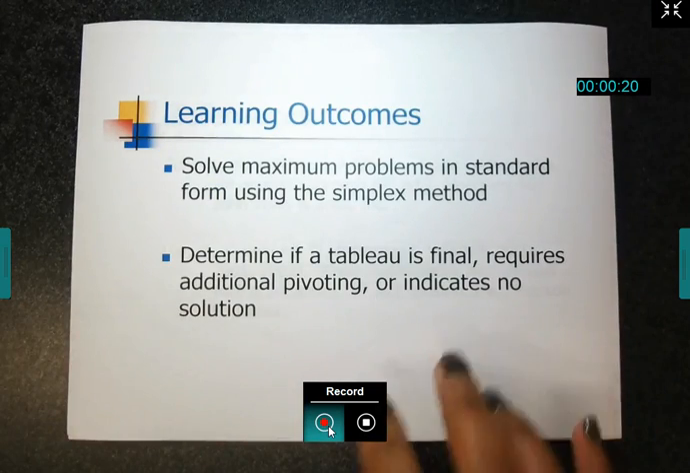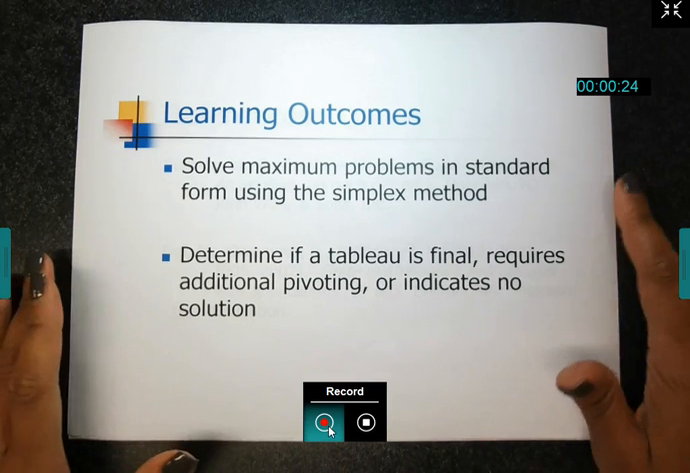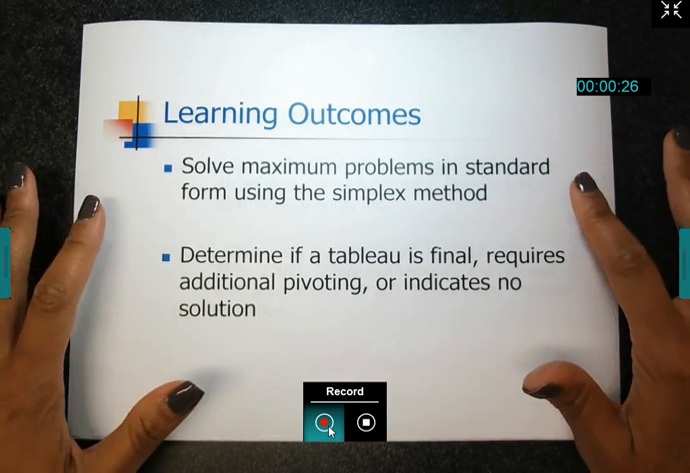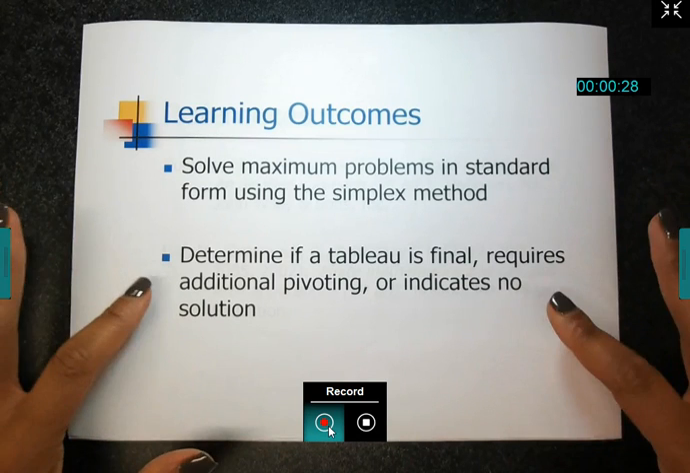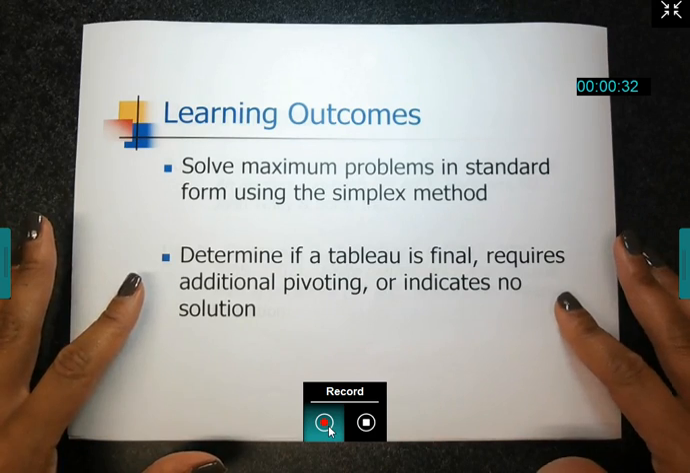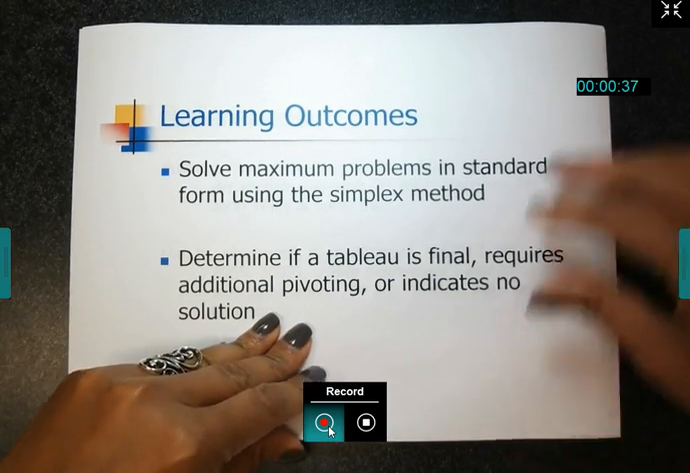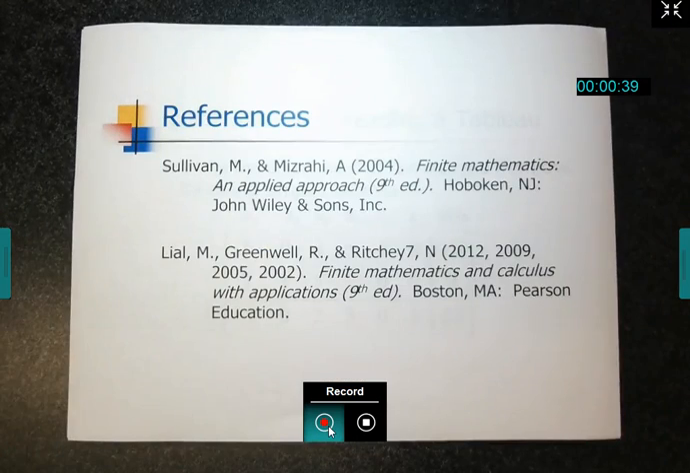So our outcomes for this lesson, just to specify what we're going to go over, is to solve maximum problems in standard form using the Simplex method, and determine if a Tableau is final or if it requires additional pivoting or indicates no solution.